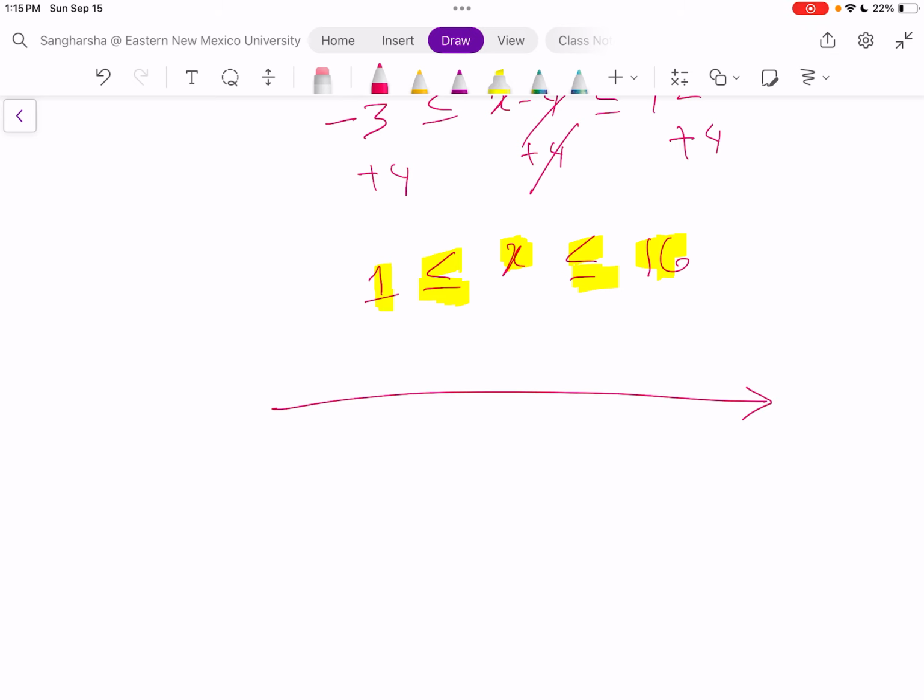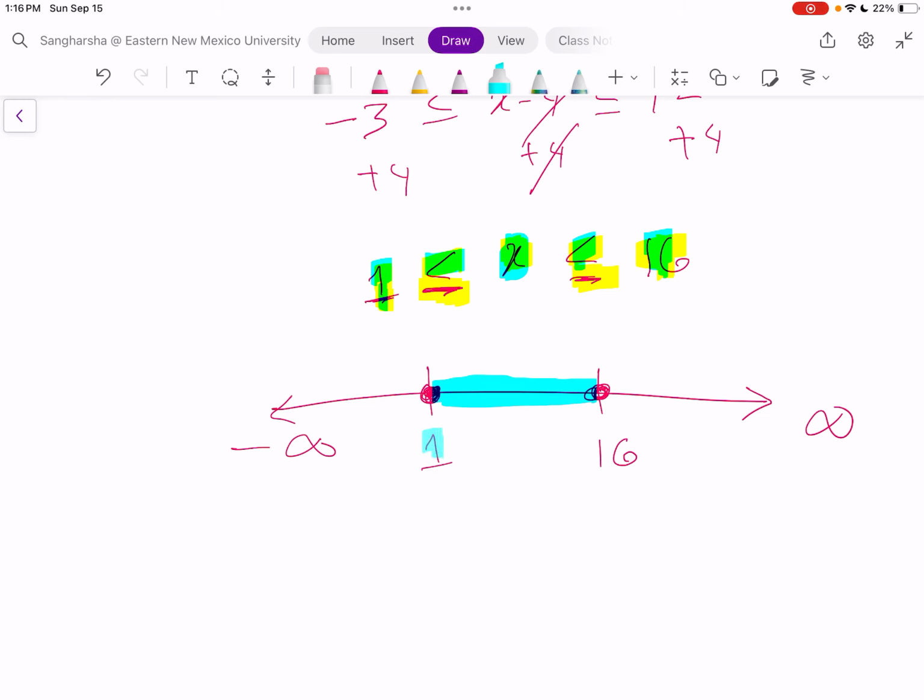You draw a number line, you have negative infinity on the left, positive infinity on the right. You're going to write 1 somewhere here, 16 somewhere here, and you have an equal sign, so you're going to have a closed circle at 1 and a closed circle at 16. Now where do we find x which is greater than 1 and less than 16? It has to be here.